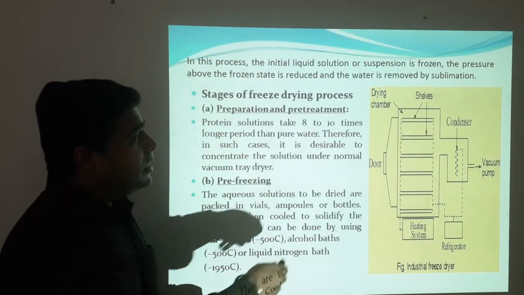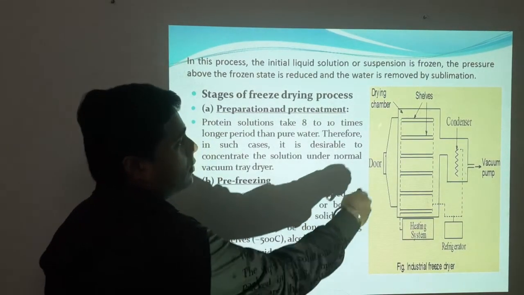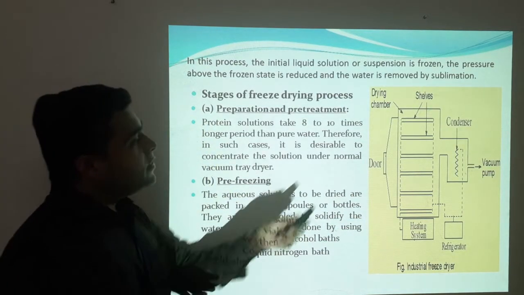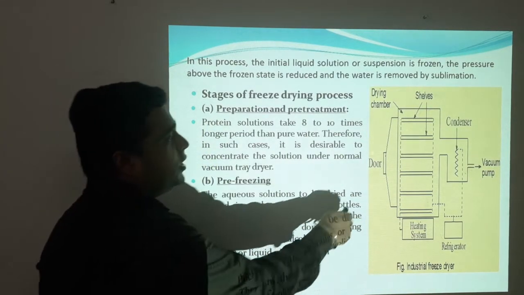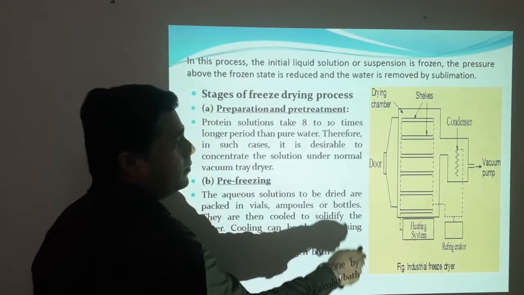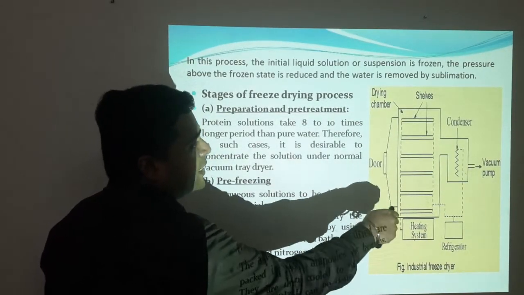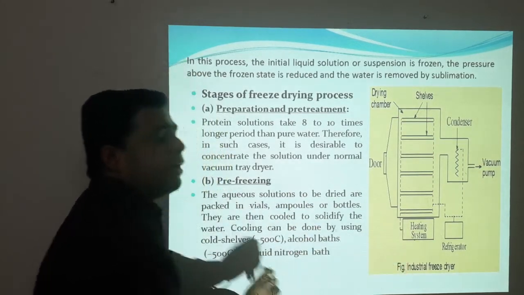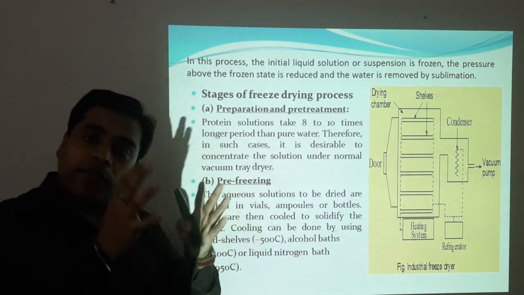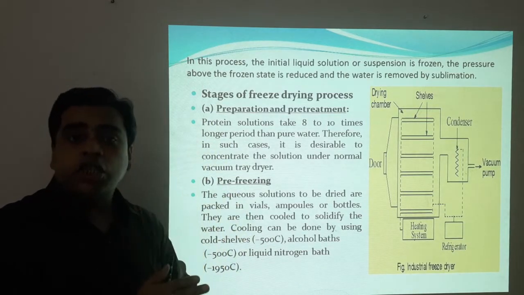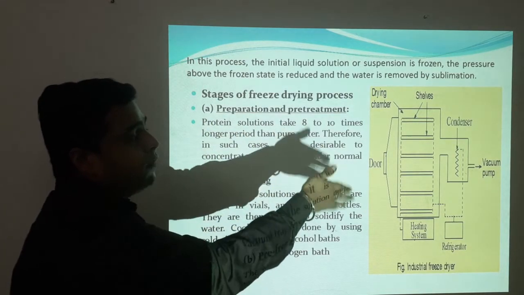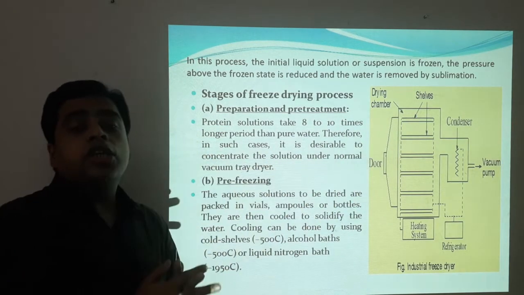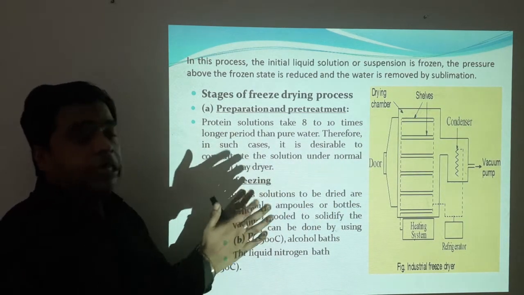So this is the typical diagrammatic representation of a freeze dryer. This machine includes the heating system, the shelves or the drying chamber, the condenser, the vacuum pump, the refrigerator, everything. Because the process of heating, the process of refrigeration or freezing, the process of application of vacuum, the process of condensation, everything is being done in the particular machine itself.